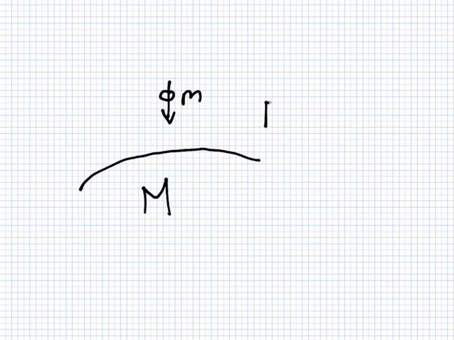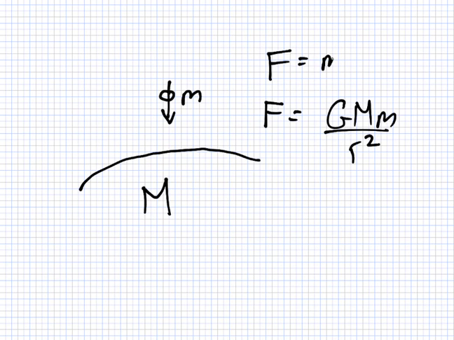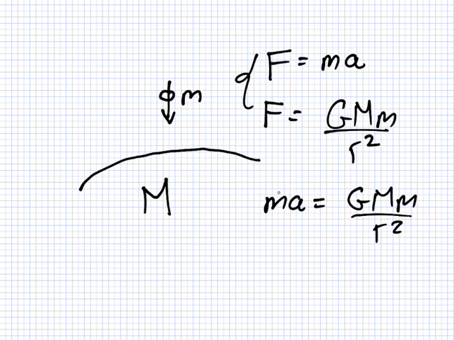So what we'll do is we'll have our large mass here, and then we'll have our small mass here. And let's calculate the force. It's G M m over r squared. But we know from Newton's second law that F equals ma. So we can put these together to get ma equals G M m over r squared. Those m's cancel and we get a equals G M over r squared.